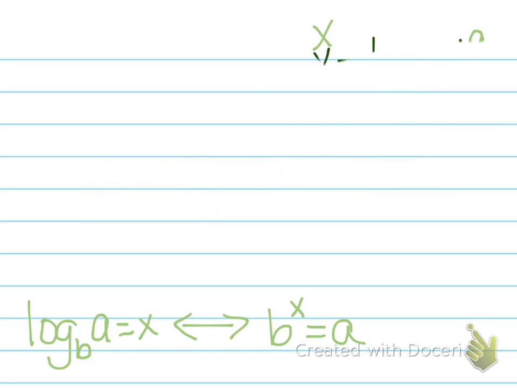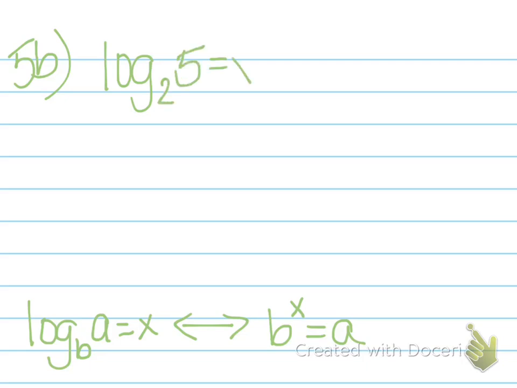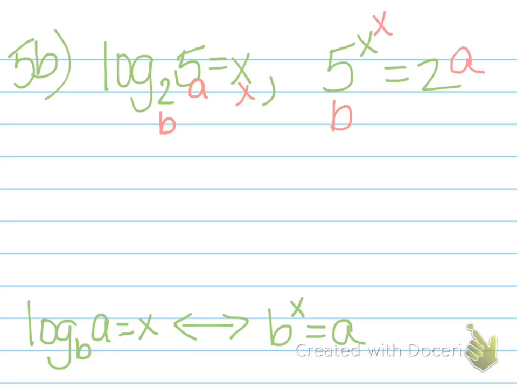Okay, I'm just going to erase and go back over. That way I can leave my rule on the bottom, and we'll just keep going from here. So 5b says log base 2 of 5 equals x. So then 5 to the x power equals 2. So I'm going to do the same thing. So log base b of a is equal to x. So over here, b to the x should equal a.